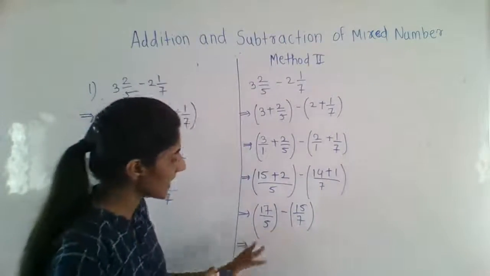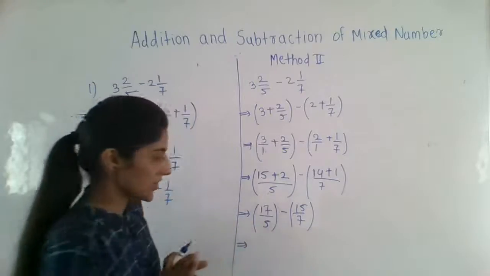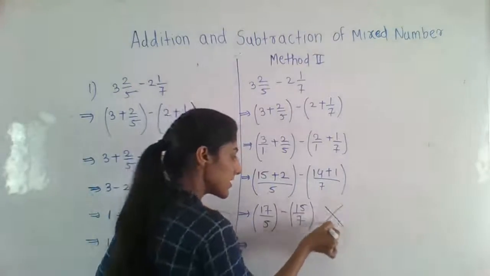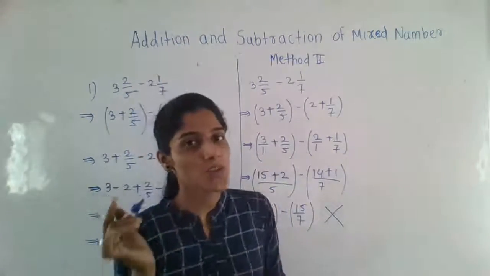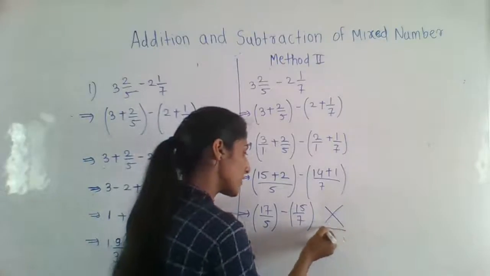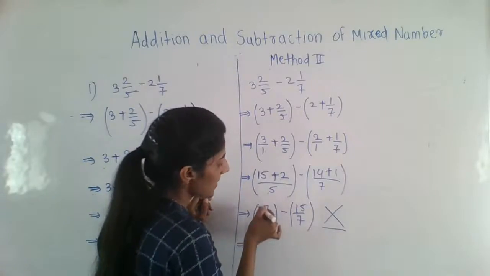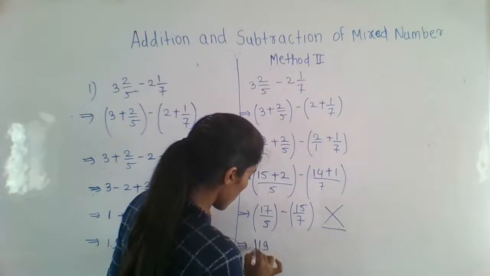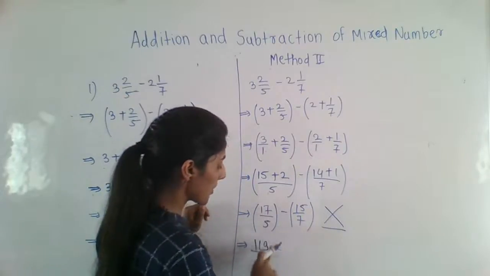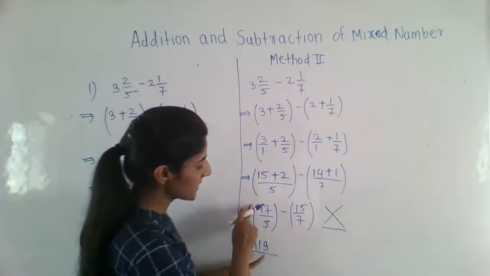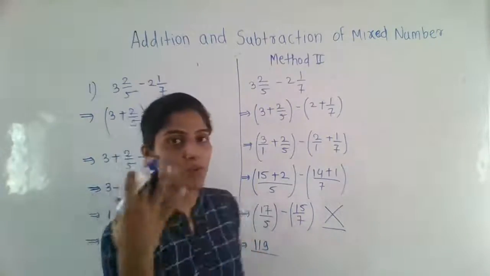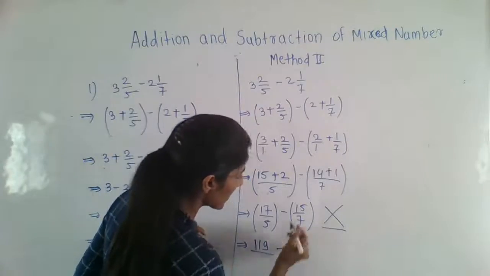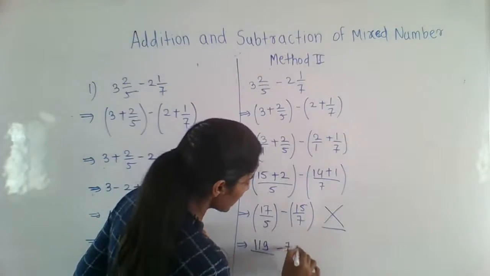Whatever fractions we have got, now we have to subtract them. See how to do it: cross multiplication. Subtraction is also done by cross multiplication and multiplication of denominators. So cross multiplication, 17 into 7, we get 119. 7 sevens are 49, 9 as it is, then 4 is carry, 7 ones are 7, 7 plus 4 is 11, and minus 15 fives are 75.